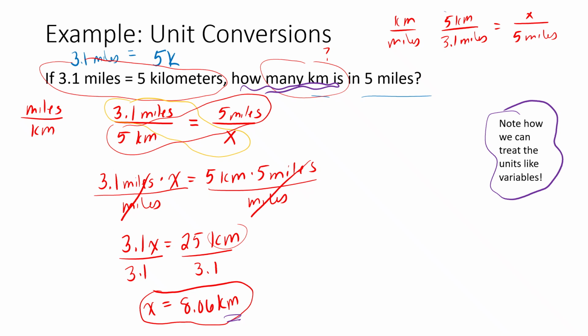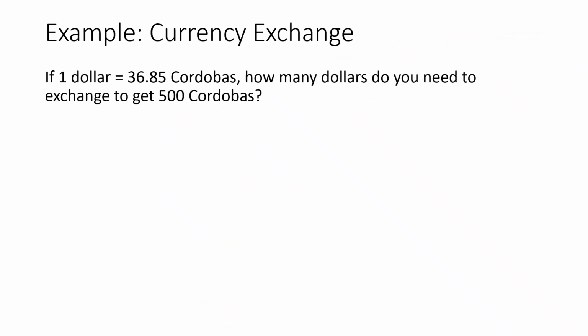Now, let's say you set it up like this one up here in the upper right. Well, notice when you cross multiply, you'll have 3.1 miles times X equals 5 kilometers times 5 miles. And you'll notice it ends up being the same thing. Again, you just have to make sure that you're not flipping one of those ratios when you go to write the second one. Right? So unit conversions can convert anything.